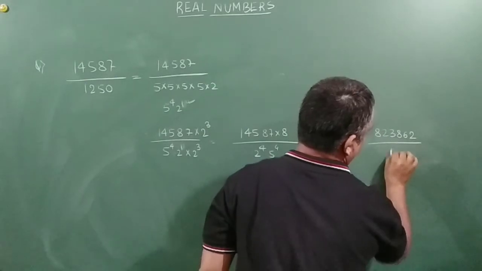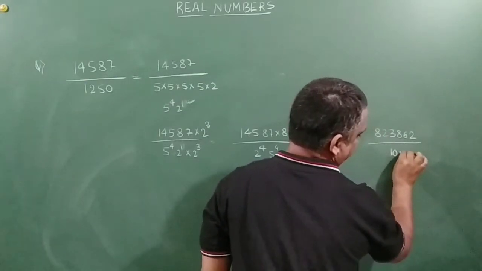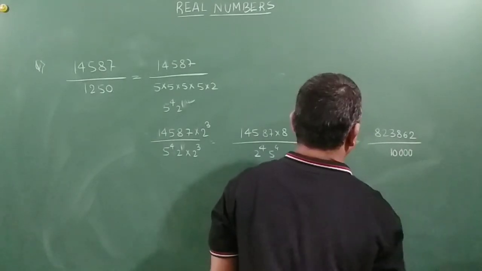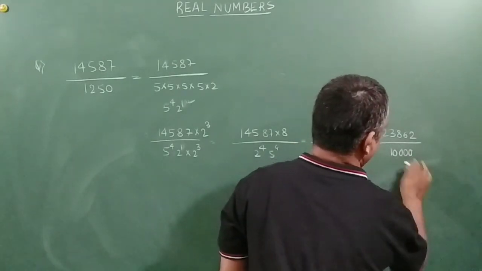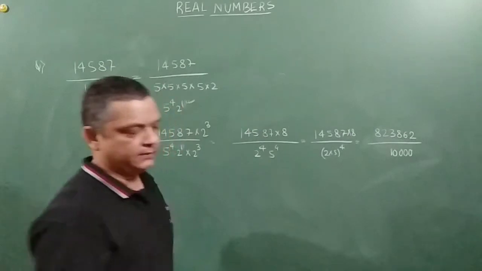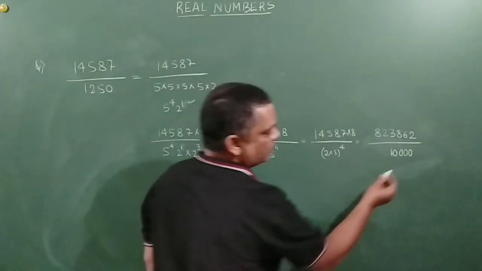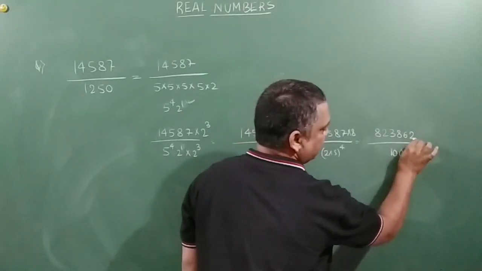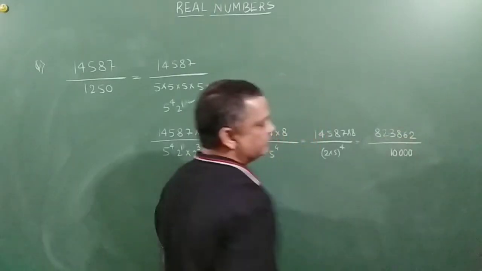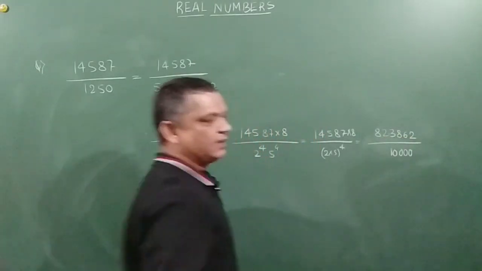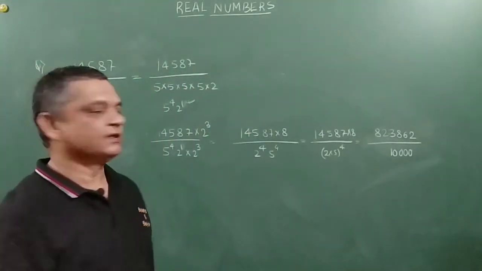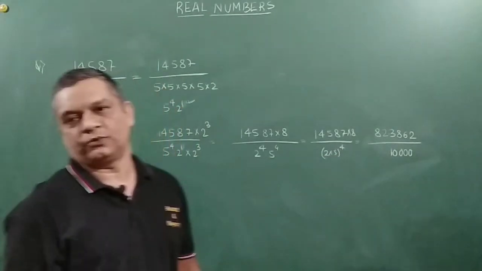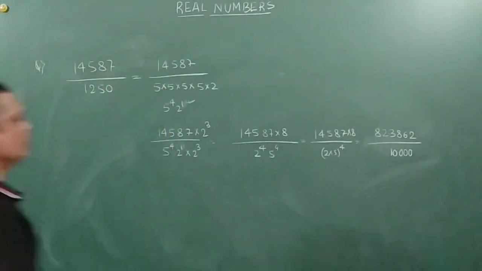Divide by 10 raised to power 4 is nothing but 10 raised to power 4, right? Okay, so now after how many decimal places does it end? 4, because there are 4 zeros, and if at all you are expected to find the value of this, then the value is 82.3862. Correct? I hope you got the concept.